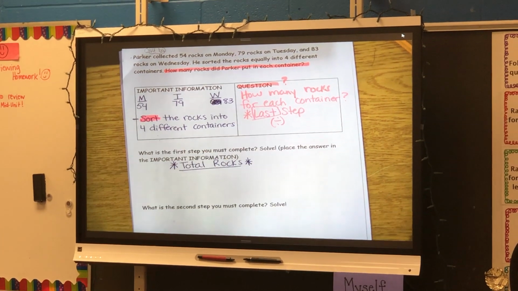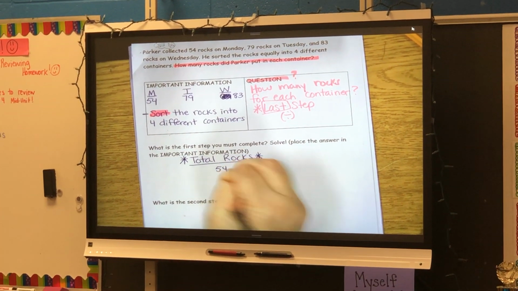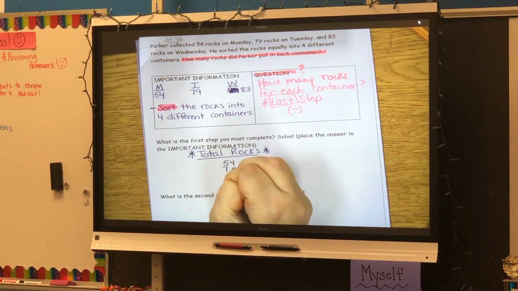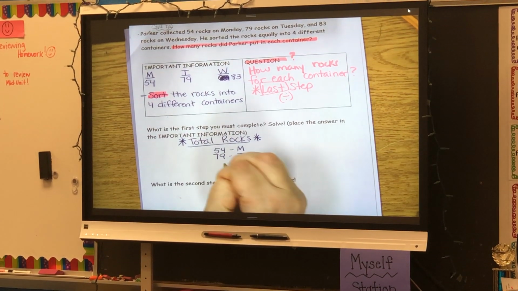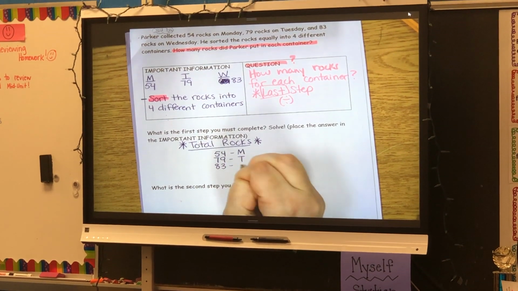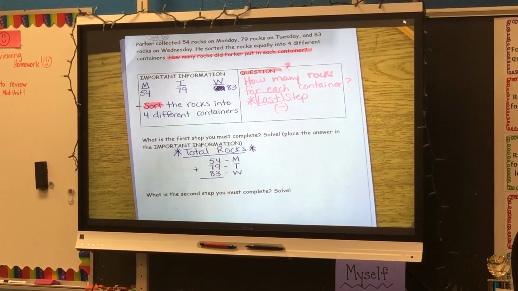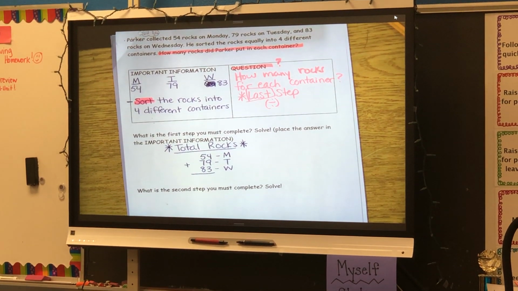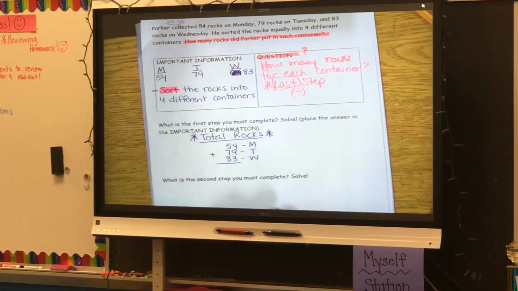Yes. Okay, so let's take Monday's 54. We can put our little labels off to the side. Tuesday of 79 and 83 for Wednesday. Now, if you're not comfortable with adding all 3 numbers together, remember you can add 2 first, get your answer, and then add Wednesday's, okay?